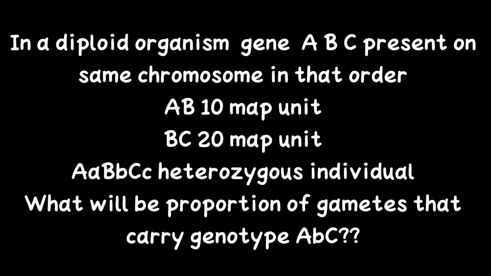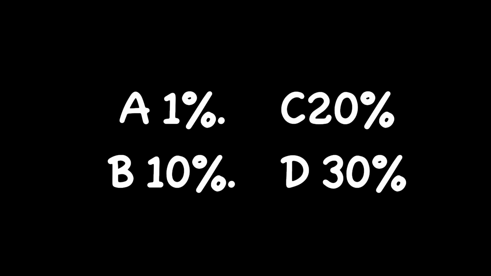The first question is: in a diploid organism, the genes A, B and C are present on the same chromosome in that order. The AB interval is 10 map units, the BC interval is 20 map units, and in an Aa Bb Cc heterozygous individual, what will be the proportion of gametes that carry the genotype A b C? The options are: A is 1%, B is 10%, C is 20% and D is 30%.